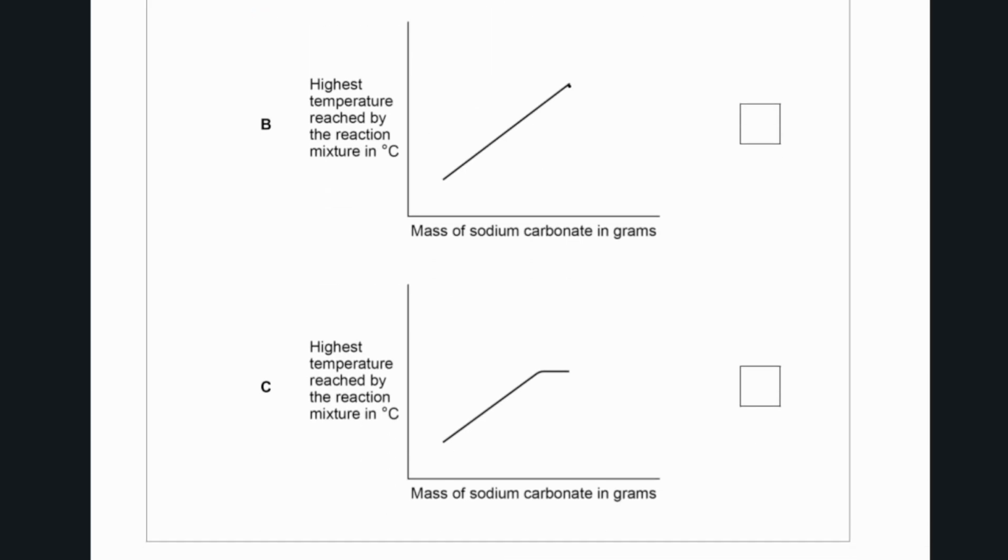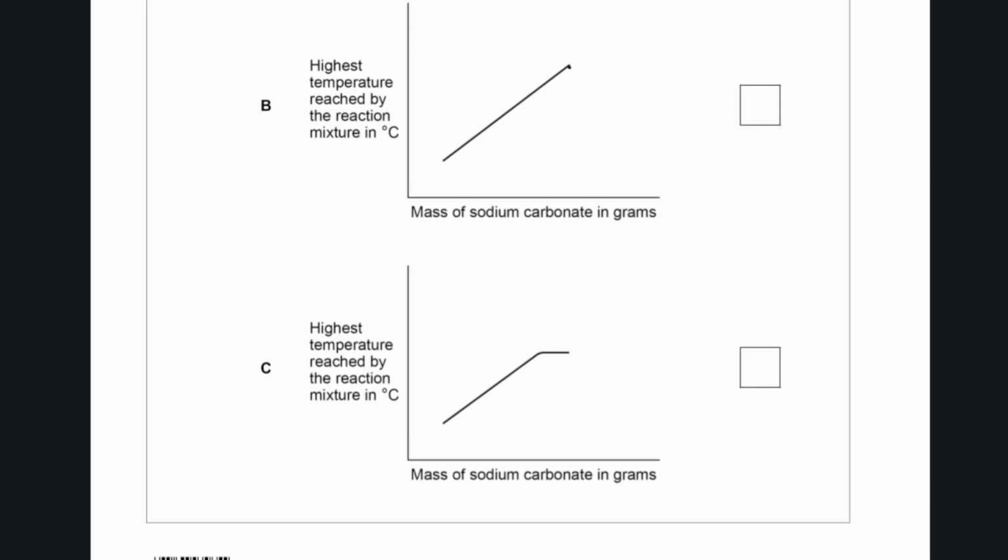And if you look at C, that's exactly what we see. We can see that up to a certain point, when you add more sodium carbonate, the highest temperature reached increases, but after a certain point of adding more sodium carbonate, it's not having any effect on the highest temperature reached.